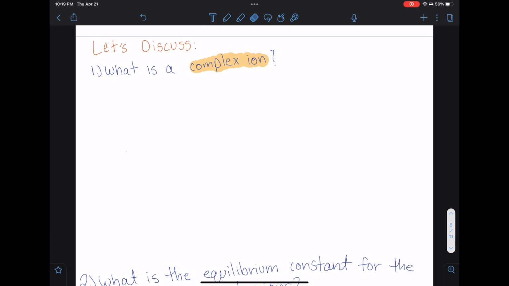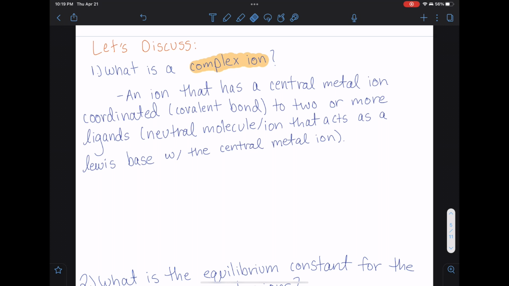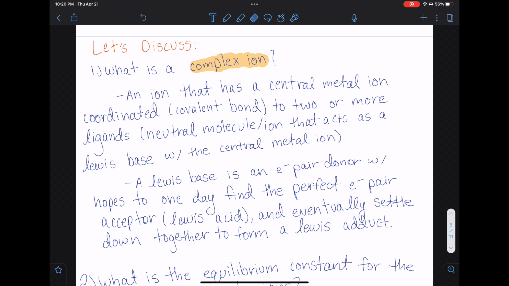These are some questions you should be asking yourself, and hopefully with repetition you will be able to confidently answer without any notes. 1. What is a complex ion? So a complex ion is an ion that has a central metal ion coordinated, which means covalent bond, to 2 or more ligands, which are neutral molecules or ions that act as Lewis bases with the central metal ion. A Lewis base is an electron pair donor with hopes to one day find the perfect electron pair acceptor, Lewis acid, and eventually settle down together to form a Lewis adduct.